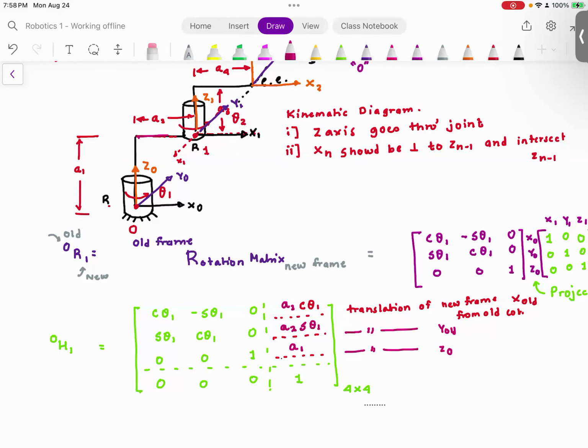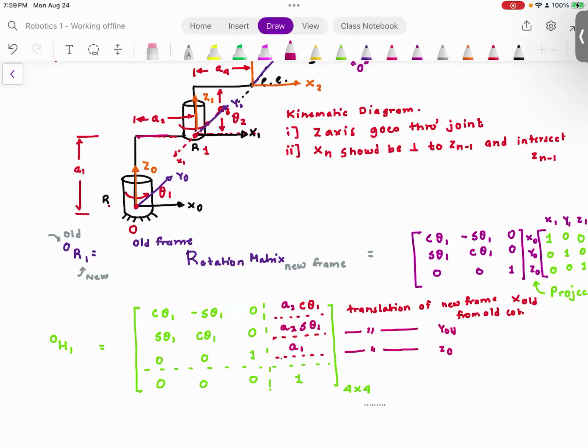And how do you get the homogeneous transformation right? You get the rotation transformation and you append the translational information from the new frame to the old frame, in the coordinates of the old frame. So this tells me A2 cosine theta 1, A2 sin theta 1, and this is A1. Everyone understood this? Okay, you can copy this down. If you have any questions, you can ask me.